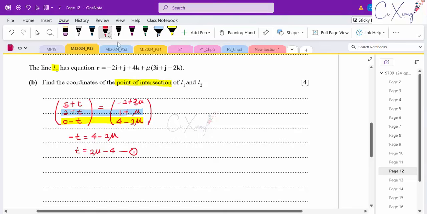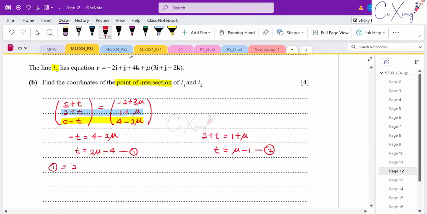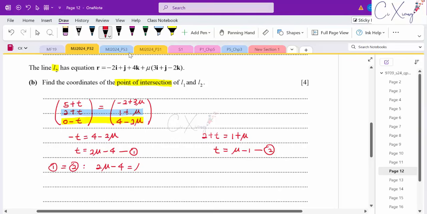If I write it out, I have 2 plus t equals 1 plus mu, so t equals mu minus 1. This is my second equation. Alright, so I will solve these equations simultaneously: equation 1 equals equation 2. So 2 mu minus 4 equals mu minus 1. Alright, so I successfully get the value of mu.